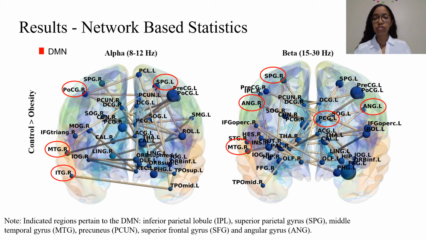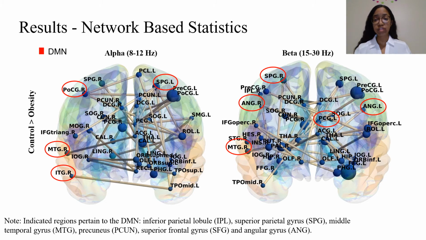So as for the results, the Network-Based Statistics Analysis Toolbox, or NBS, was employed to identify significant network differences between the groups. So shown here are the functional connectivity patterns that were significantly reduced in the obese group as compared to the control group. And this was done with respect to the alpha frequency on the left and the beta frequency on the right.